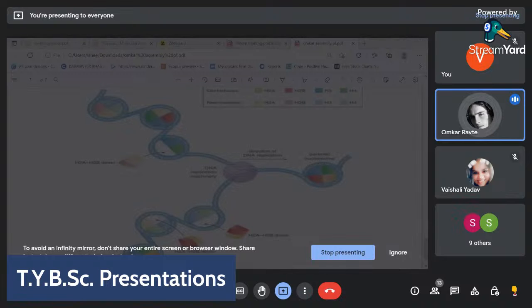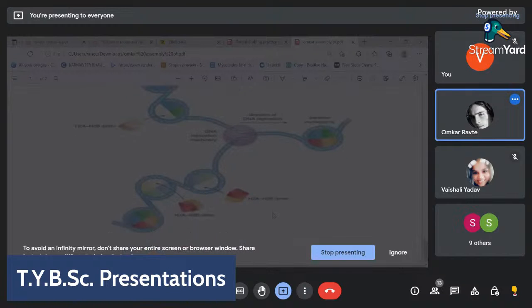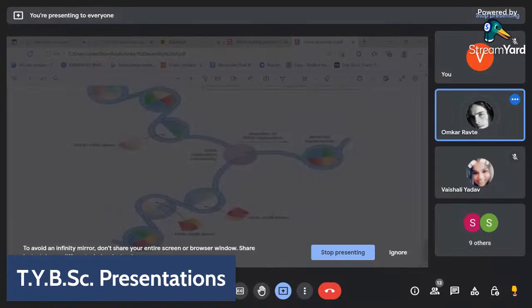As you can see in this diagram, the yellow color is the old histone. Red color is also an old histone, which is H2B, and dark blue is also an old histone. H4 is also an old histone, which is in dark green color. So we are going to see the new histones. The new histones are H2A, H2B, H3, and H4. Thank you, sir.